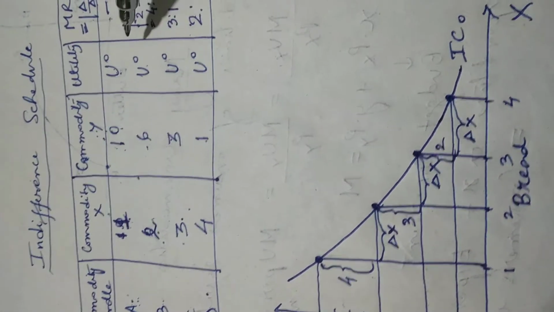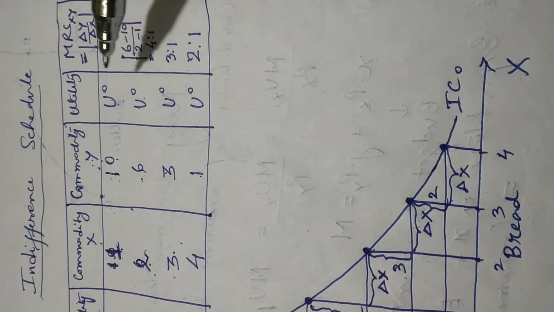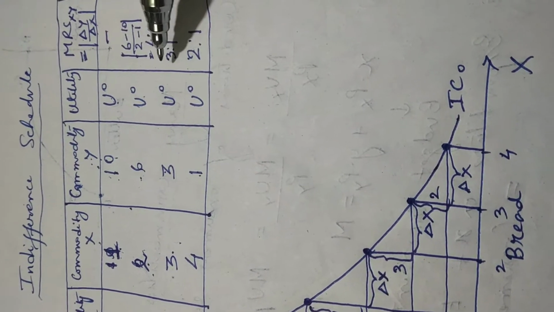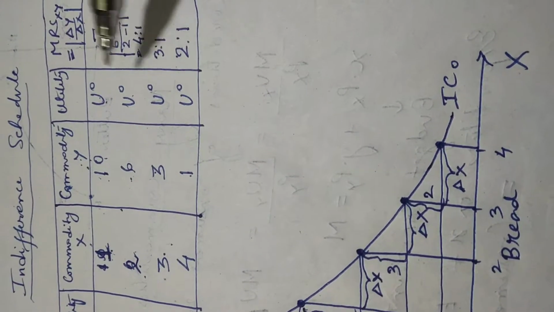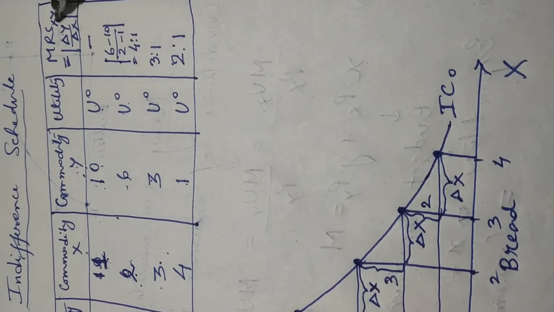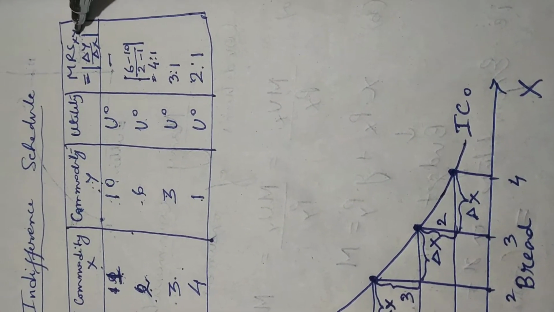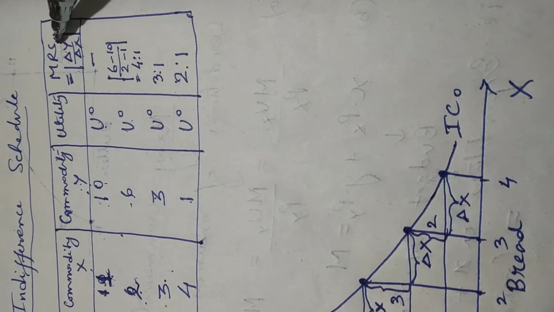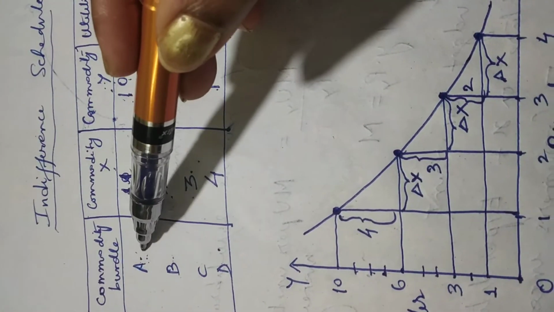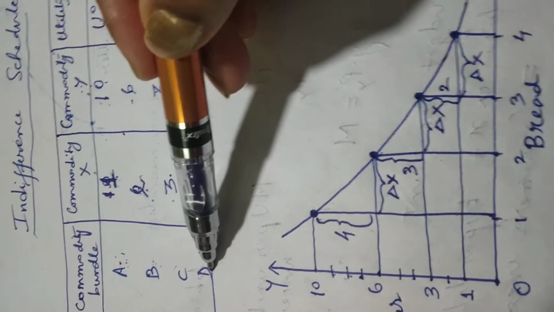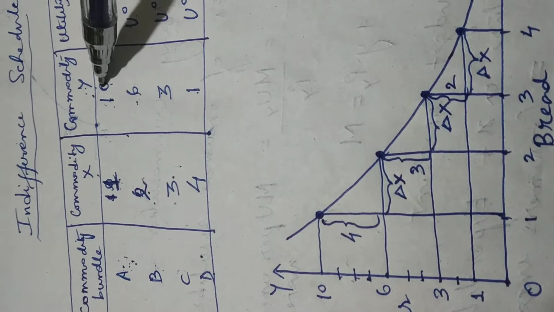So from here we have also seen MRS, the marginal rate of substitution, which is the rate at which commodity Y has to be sacrificed in order to get 1 unit of X more. So MRS XY, X for Y, that means the rate of Y that will be sacrificed in order to get 1 more unit of X, is given by delta Y by delta X. Now here we see that we have got 4 such combinations A, B, C, D. Each combination is a commodity bundle having some units of X and some units of Y.